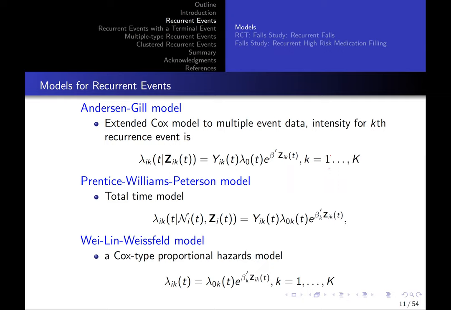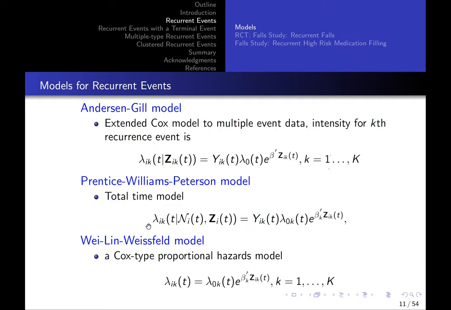For all of the models we talk about today, there is no specific correlation structure we consider, but we adjust for it by using a robust variance estimator. Okay, so that's how we adjust for the correlations to get the inference part. Similarly, the Prentice-Williams-Peterson model is a conditional model, as I said before.